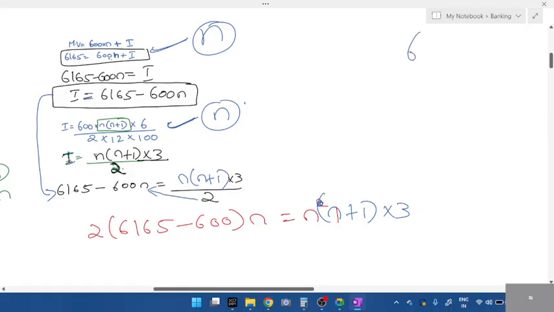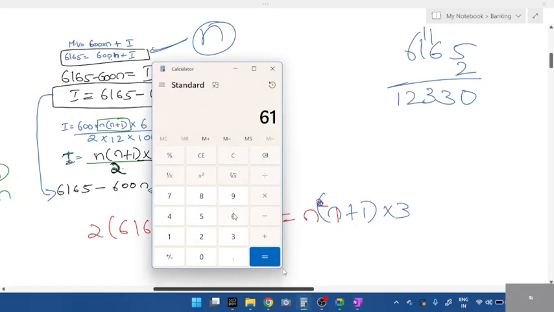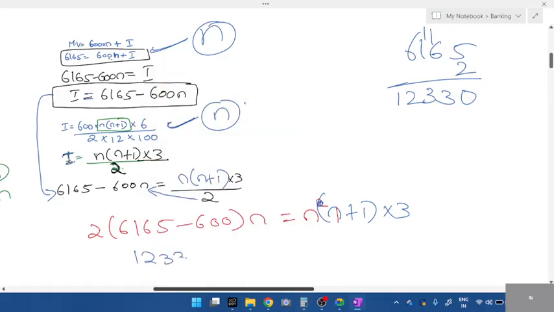When you multiply, what do you get? 6165 into 2. 2 5s are 10, 2 6s are 12, 13. 2 1s are 2, 3, 2 6s are 12. 12,330. Minus, multiply this, students. Multiply 2 into 600. What do you all get? 1,200. 600n is given, right? So when you multiply, you get 1,200n. N into n plus 1 as it is.